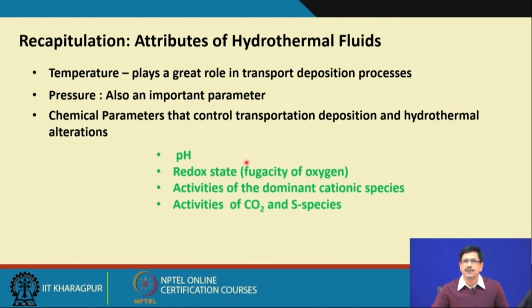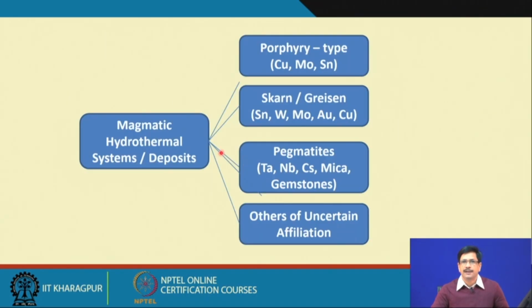So, this is how we can give a brief idea about the hydrothermal fluid, and now we will make an overview of the different types of hydrothermal systems. In terms of origin, we discussed that the magmatic hydrothermal system is one important class of the hydrothermal fluid based on the origin, where the fluid is essentially having a magmatic origin.